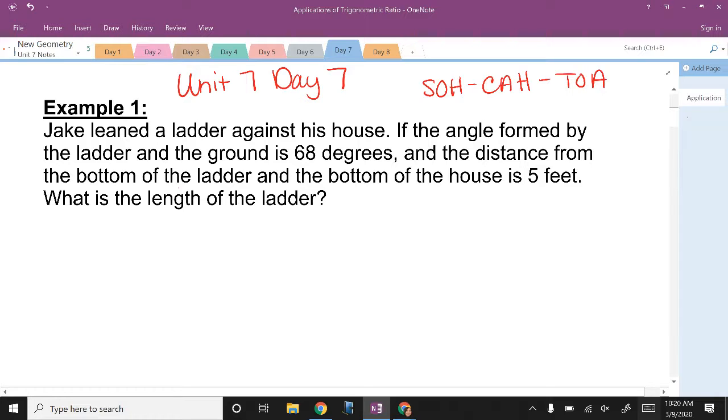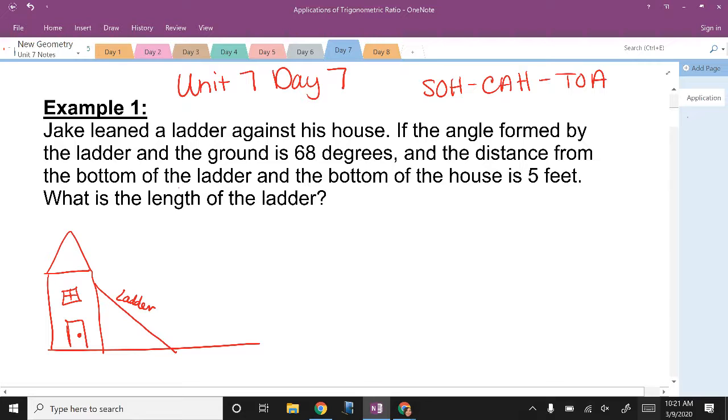Okay. Jake leaned a ladder against his house. Okay, so picture it. We got a house. Here we go. Look at my house. Okay, let's pretend that we have. There's Jake's house. And he leaned a ladder against his house. There's the ladder. So already this ladder is looking like a what? All right, looks like a hypotenuse, doesn't it? That ladder does. Because we're going to hope that his house is perpendicular with the ground. Okay?